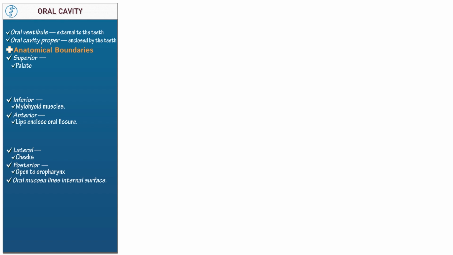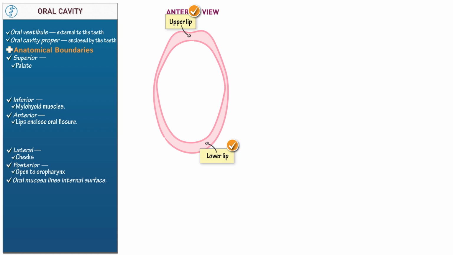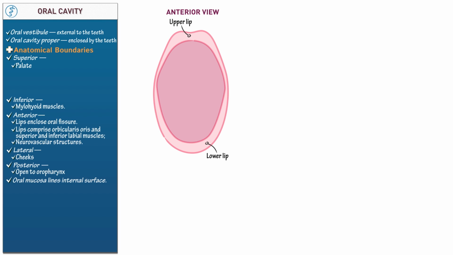Now let's draw the oral cavity in anterior view. First, show that the upper, superior, and lower, inferior lips encircle the anterior opening of the mouth. Denote that the lips comprise muscles, including orbicularis oris, and superior and inferior labial muscles, and neurovascular structures.